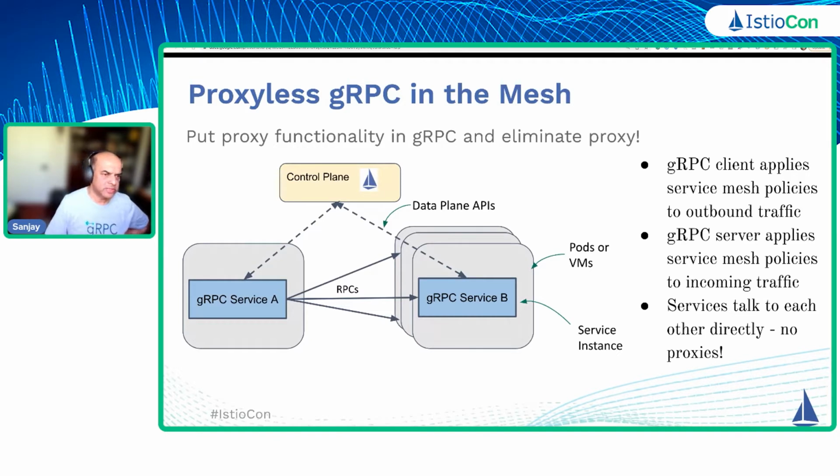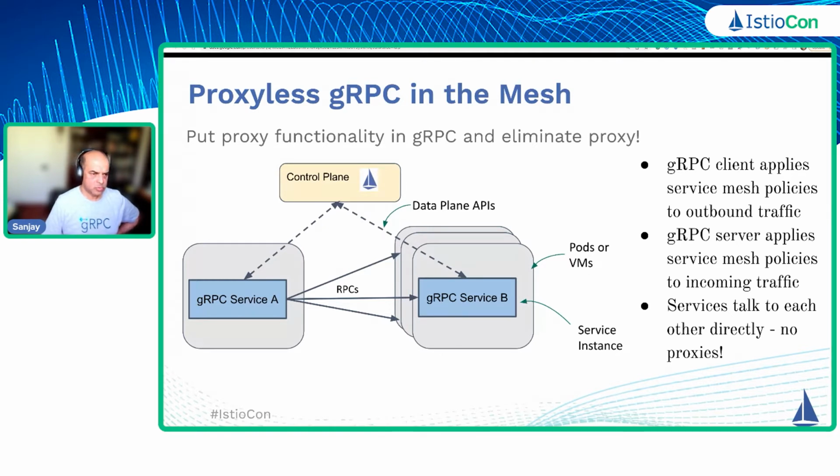How about moving the proxy functionality into gRPC? So instead of a separate proxy sitting between the client and the server, in fact, two proxies, one on the client side and another one on the server side, can we just have gRPC absorb that functionality? Since gRPC is a popular framework for service-to-service communication, can we add service mesh features and awareness into it?